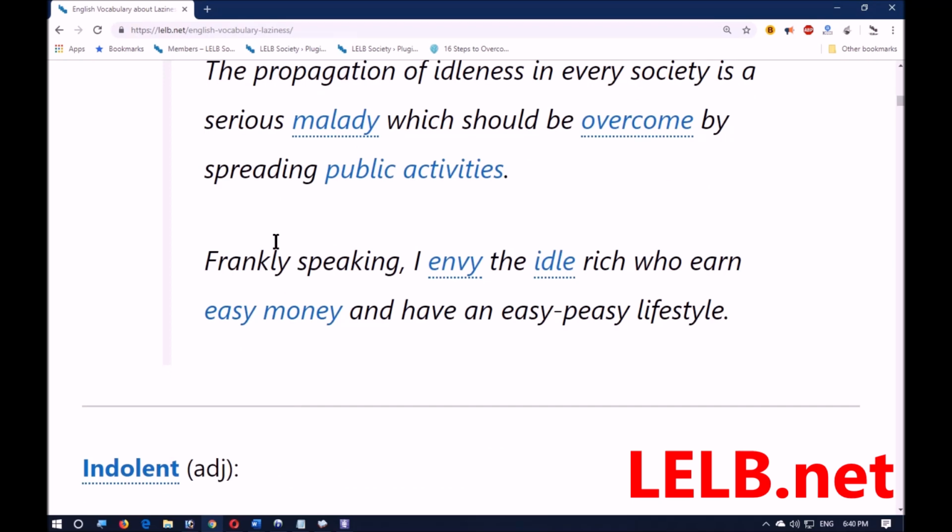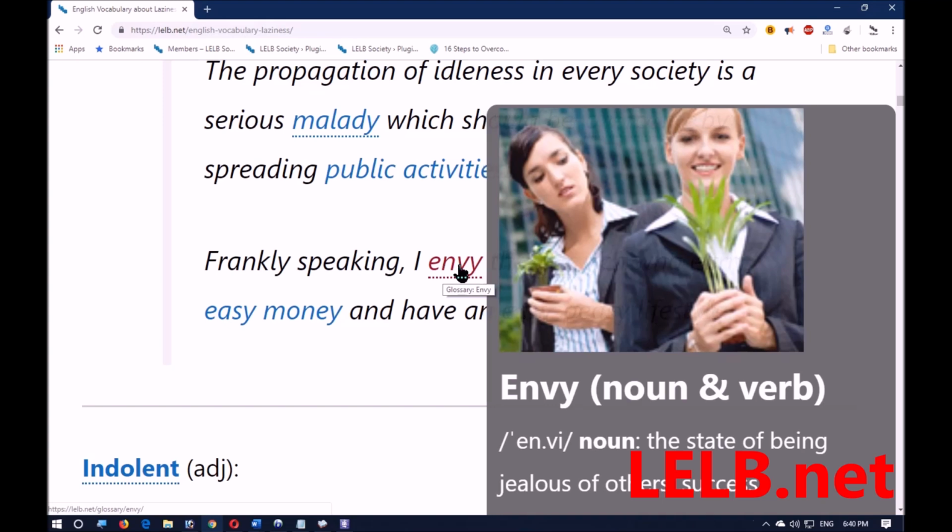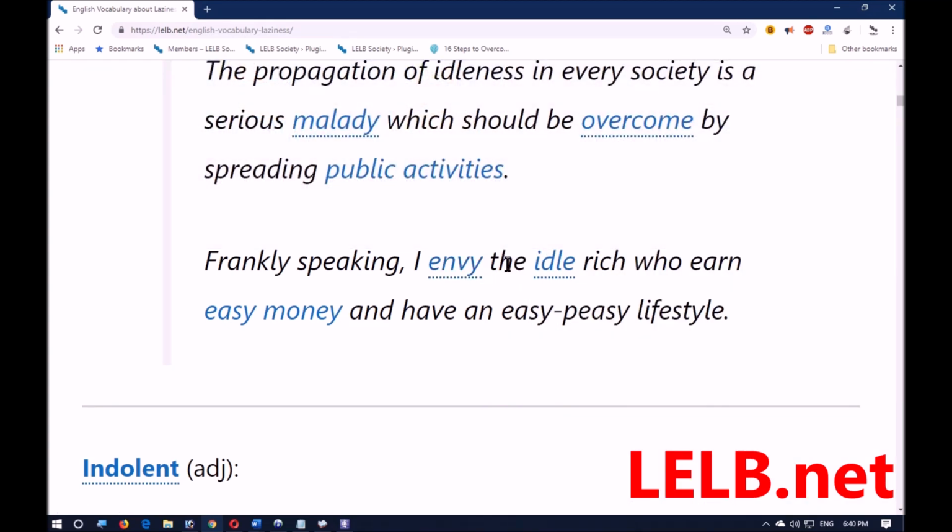Frankly speaking, I envy, means I'm jealous of. I envy, or I'm envious of, the idle rich who earn easy money and have an easy peasy lifestyle. These are the examples. Remember, the students have written these examples and I have corrected them, and you could also join this activity.